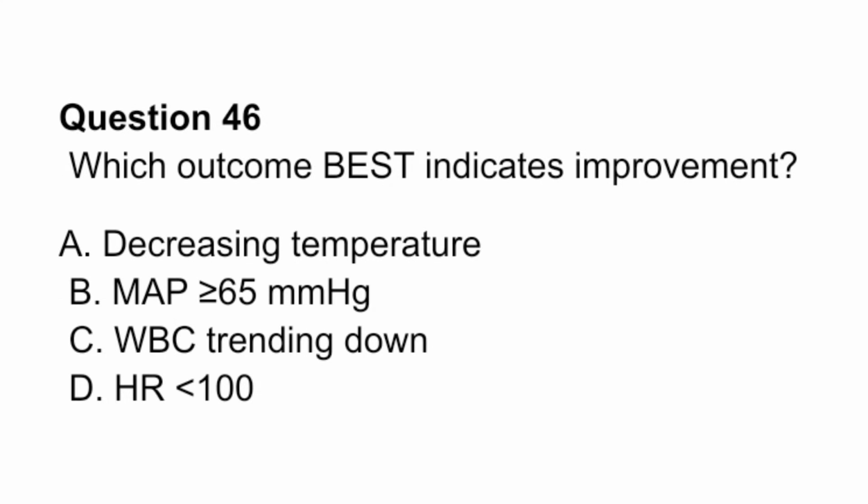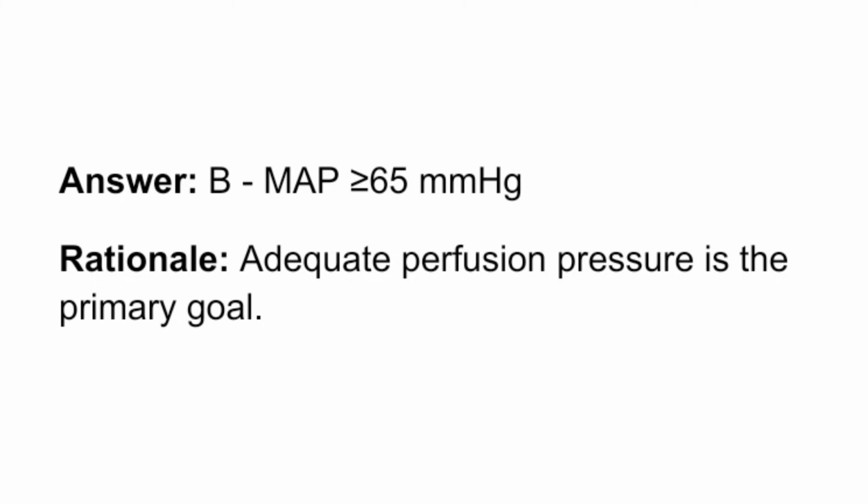Question 46. Which outcome best indicates improvement? A. Decreasing temperature. B. MAP greater than 65 millimeters mercury. C. WBC trending down. D. HR less than 100. Answer: B. MAP greater than 65 millimeters mercury. Rationale: adequate perfusion pressure is the primary goal.